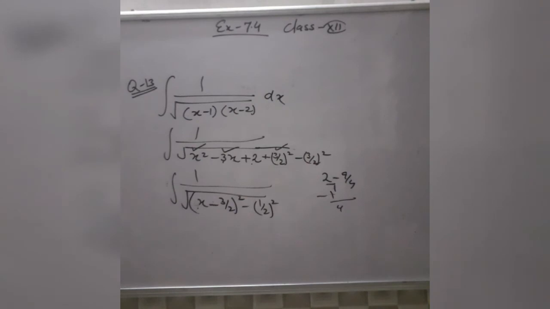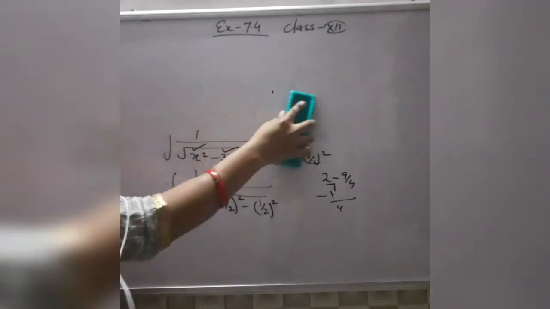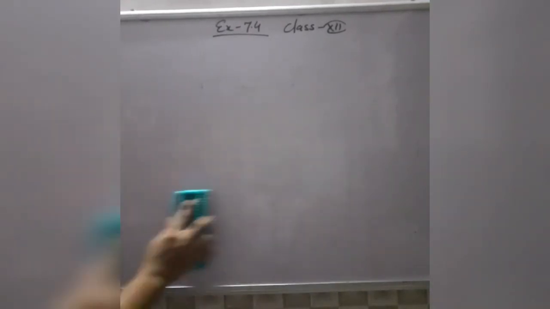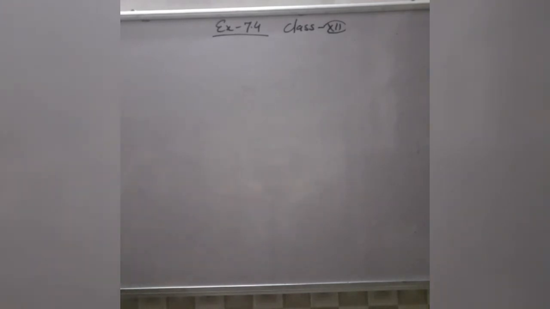So this is question number 13. Similarly, in the 14th sum also one quadratic equation is given to you. You will use the method of completing the square. And in the 15th sum also again two linear factors in the denominator, x minus a and x minus b, are given to you. You will do this 15th sum also just like 13.